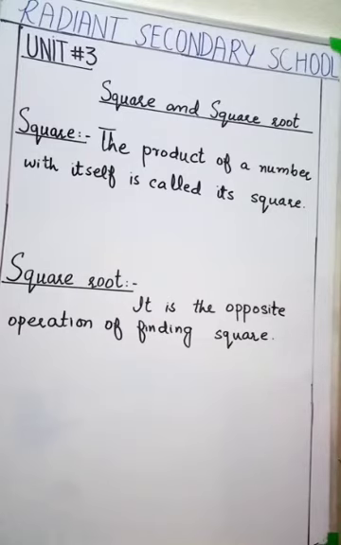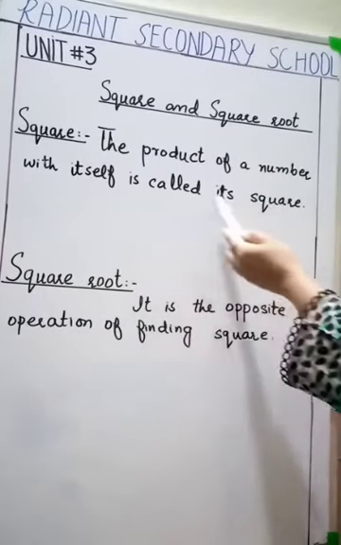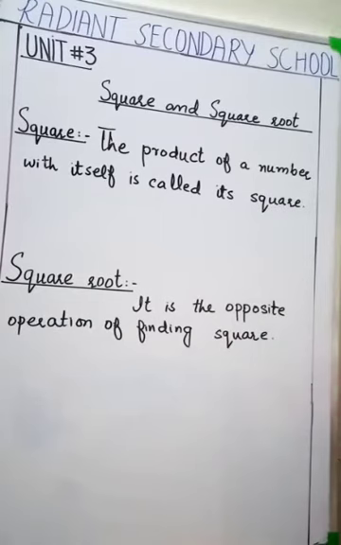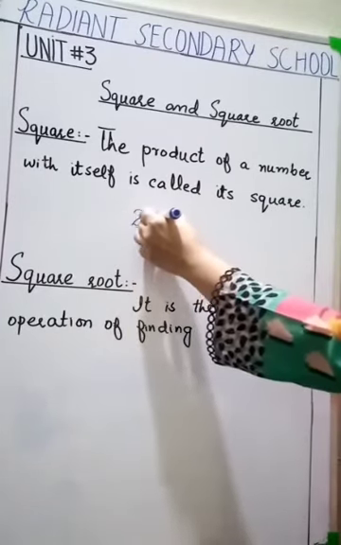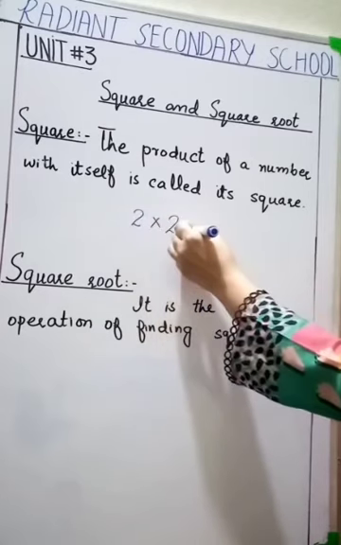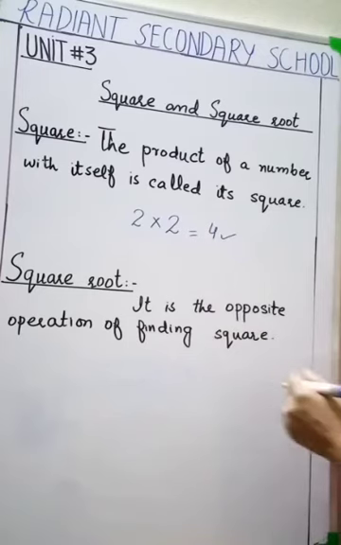Students, as you know, we have started unit number 3 and you have completed exercises 3.1 and 3.2. In these exercises, you have learnt about finding square and finding square root. What is a square? The product of a number with itself is called its square. Like if I have a number 2, I multiply it with 2. So 2 2s are 4. Here 4 is the square of 2.